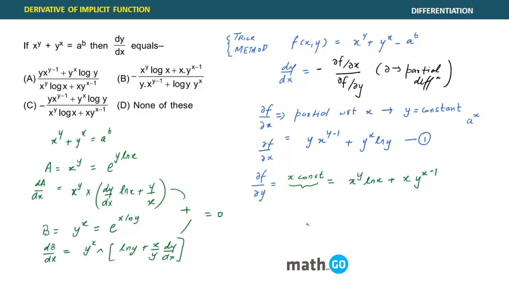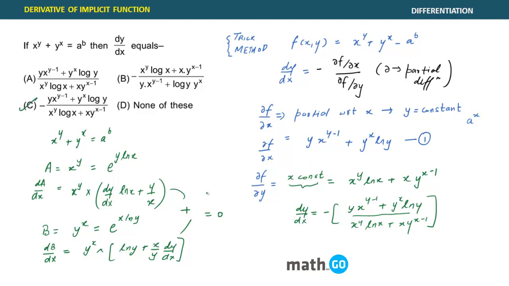Now your target was to find dy by dx. We have already written that it will be minus times delta f by delta x over delta f by delta y, right? So this will be y x raised to power y minus 1 plus y raised to power x ln y, whole divided by x raised to power y ln x plus x y raised to power x minus 1. Now if you see, your answers are also arranged in a similar pattern. Can you tell me what the answer is now? Very simple, right? It's simply written over here. So C is the answer.